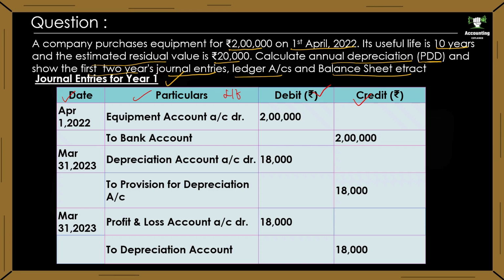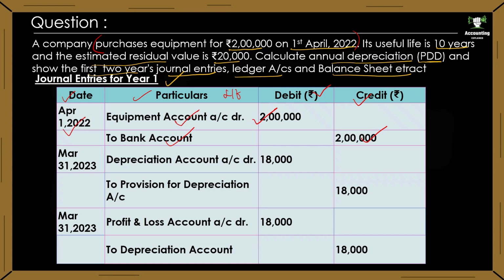First you have to pass the journal entry for the purchase of equipment for rupees 2 lakhs on 1st April 2022. Equipment is an asset. When you buy an asset, the asset value increases, so the equipment account has to be debited. Equipment account debit, 2 lakhs, to bank account, because we are buying through bank. Bank balance is going to be reduced, so it has to be credited. 2 lakhs. Next, we have to pass the journal entry for the depreciation.